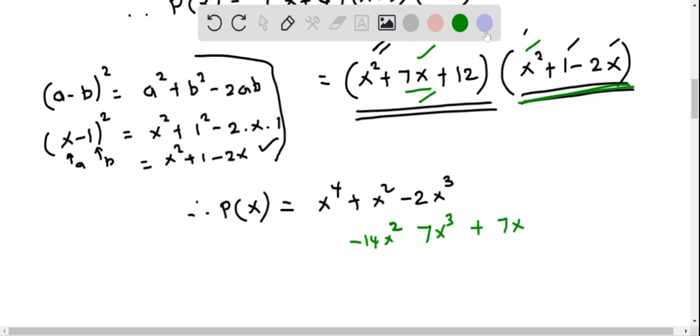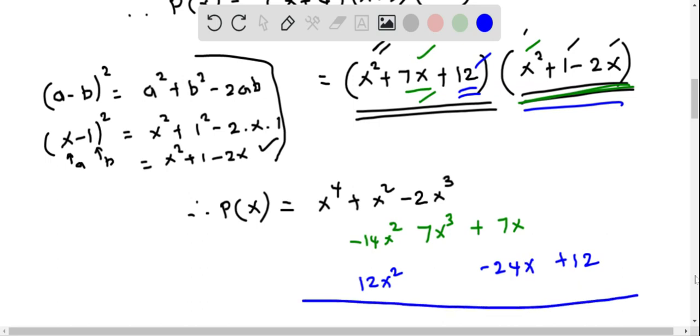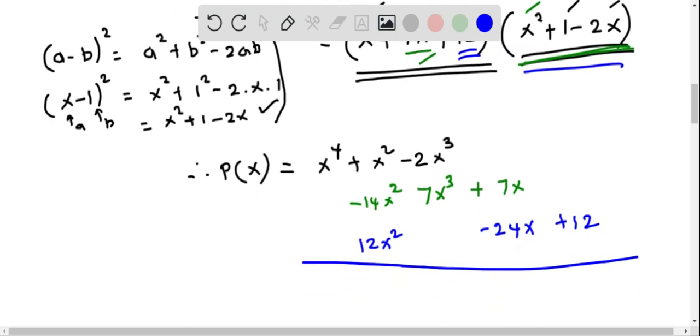Okay, now let's do the last term in the first bracket, that is 12, and then multiply with all the terms in the second bracket. So 12 times x squared is, I'm sorry for that, that is 12x squared. So I put it here, 12x squared, and then 12 times 1 is 12. So I put this 12, which is a number, and 12 times negative 2x is negative 24x. So I write it below the x term. Now we have to add all the terms. We have to combine the like terms.